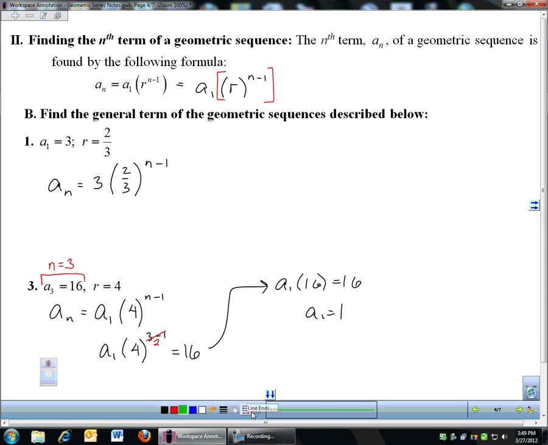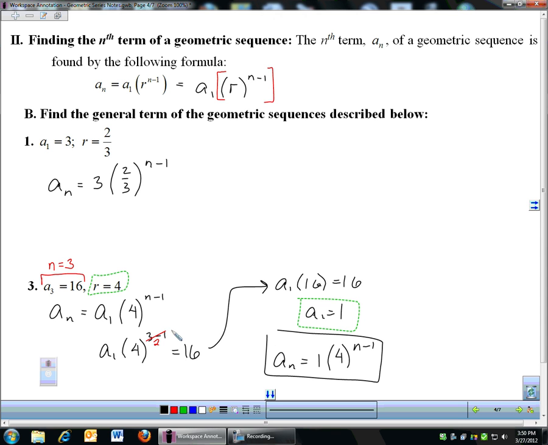And then once you get the first term and the ratio was given to you, then you can plug them into your formula. So my general term now is my first term times my ratio to the n-1, and that's our general term for number 3.